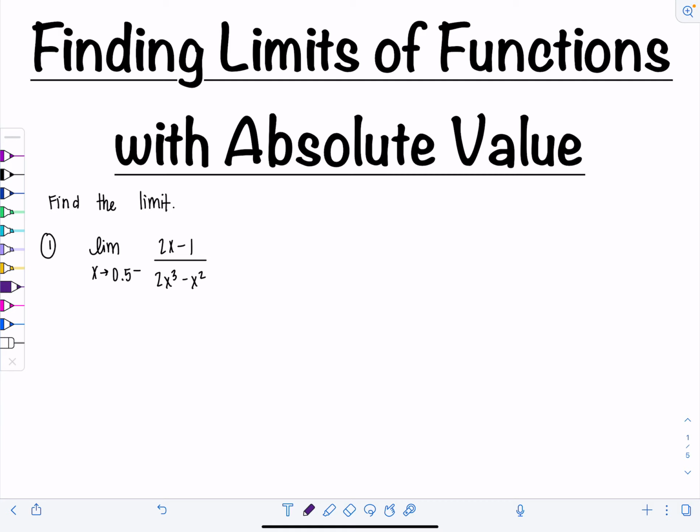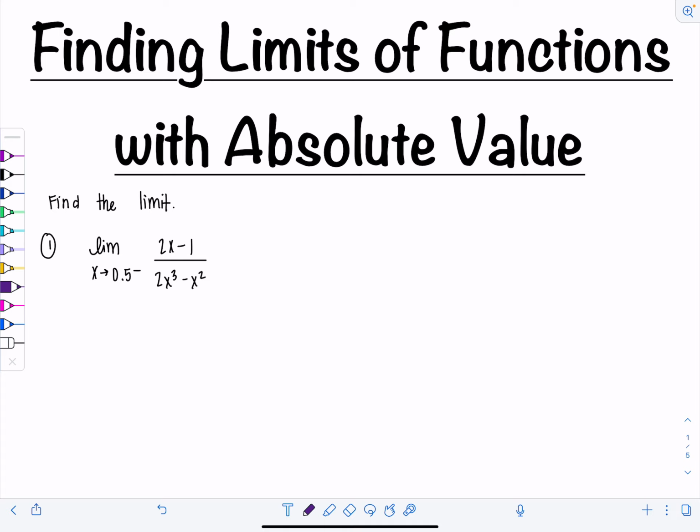In this video, we're going to look at finding limits of functions with absolute value. If you haven't already watched how to rewrite absolute value functions piecewise, I'm going to link it up here. Make sure you're comfortable and very capable doing that, because that's going to be the first step before we find any of the limits in the examples I'm going to consider now.